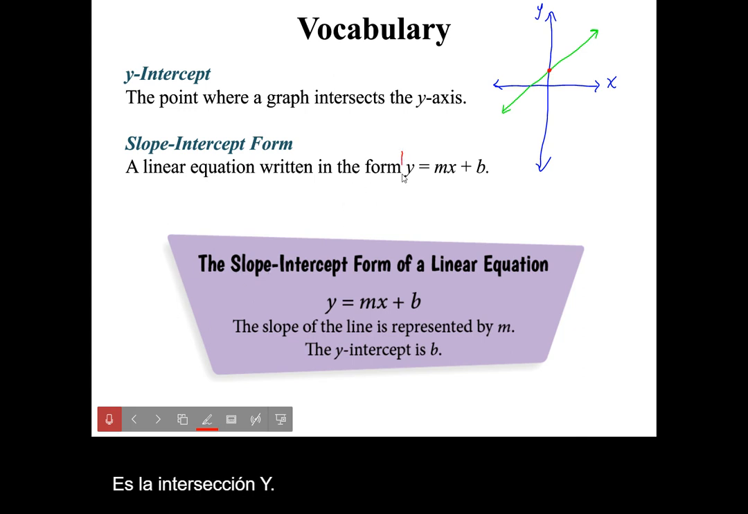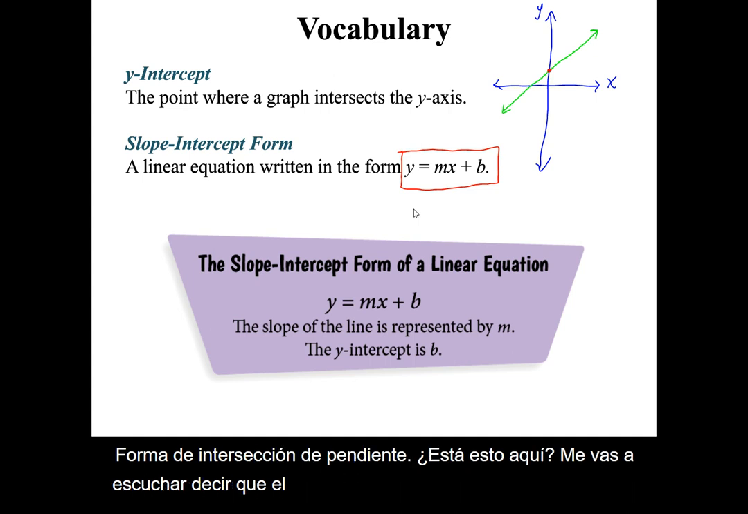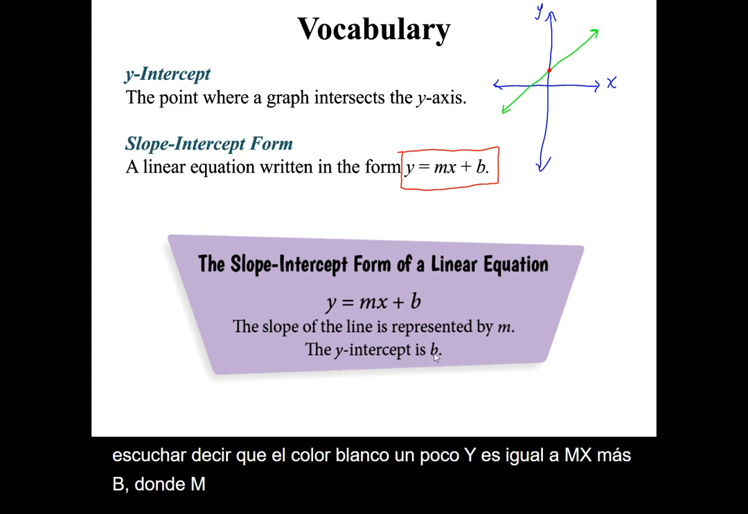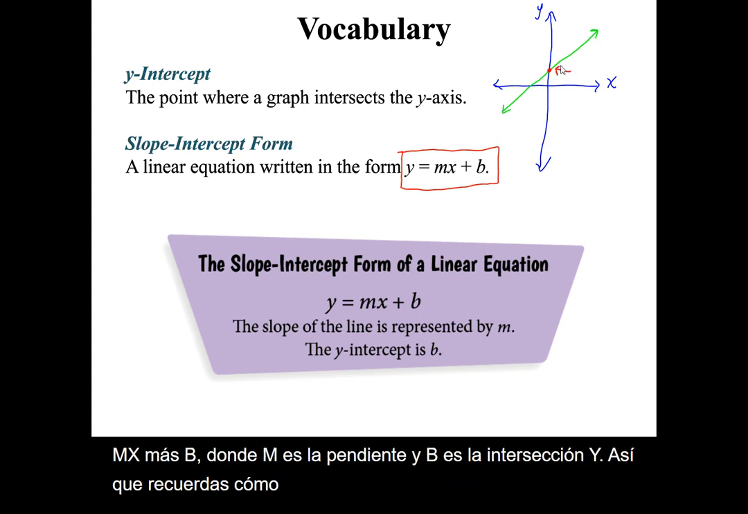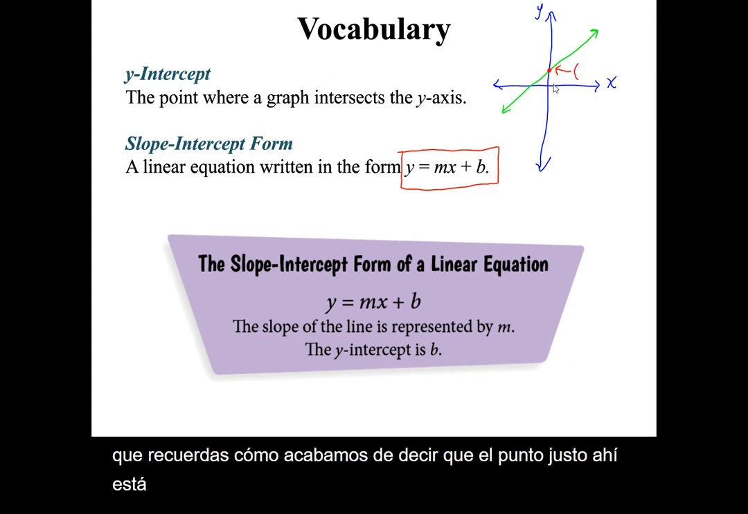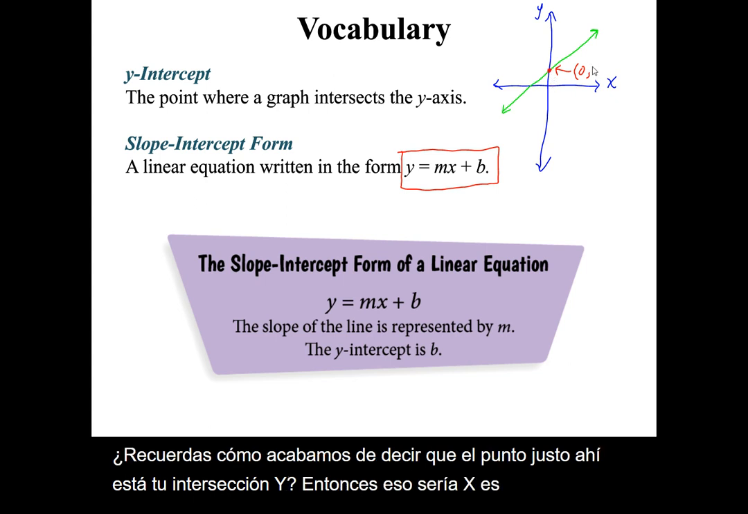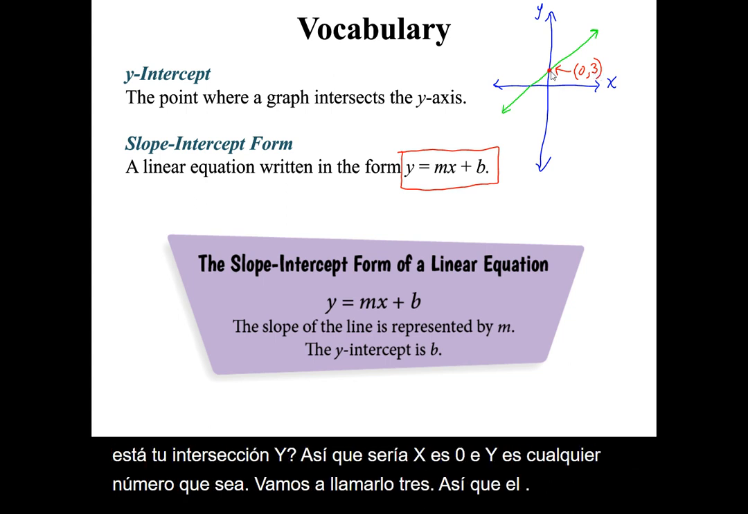Slope-intercept form is this right here. You're going to hear me say that quite a bit. Y equals mx plus b, where m is the slope and b is the y-intercept. So you remember how we just said that that point right there is your y-intercept. So that would be x is 0 and y is whatever number that is. We're going to call it 3. So the point 0, 3, the y-intercept would be a positive 3.